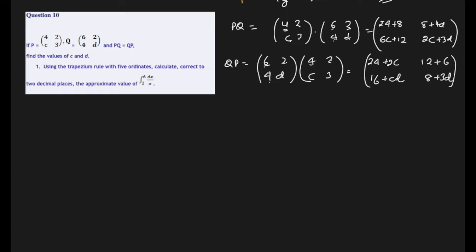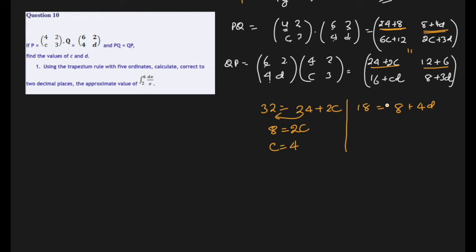And they said that both of them are equal. These two are equal, so we can see if we can get something here. 24 plus 8 is 32 on the first row, first column, and same, 24 plus 2C. It will be equal to 24 plus 2C, and now we can simplify this. 24 comes here, it becomes 32 minus 24, 8 equal to 2C, so C is equal to 4. So 12 plus 6 is 18 equal to 8 plus 4D.